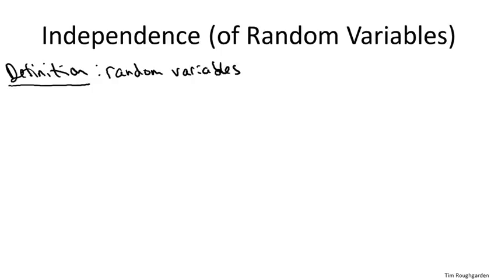Now what does it mean for two random variables to be independent? It means the events of the two variables taking on any given pair of values are independent events.